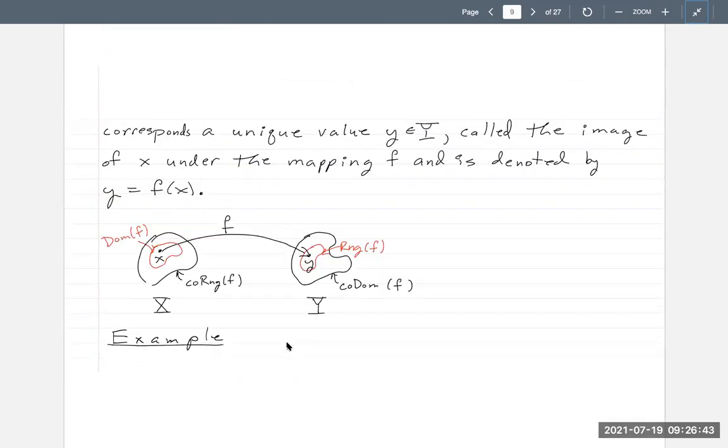Now, many times in many books, people will assume that the corange, the set X, is the same as the domain of f. The only reason for having these codomains and coranges is because we're lazy. We don't want to actually determine what the domain and range are for a function.